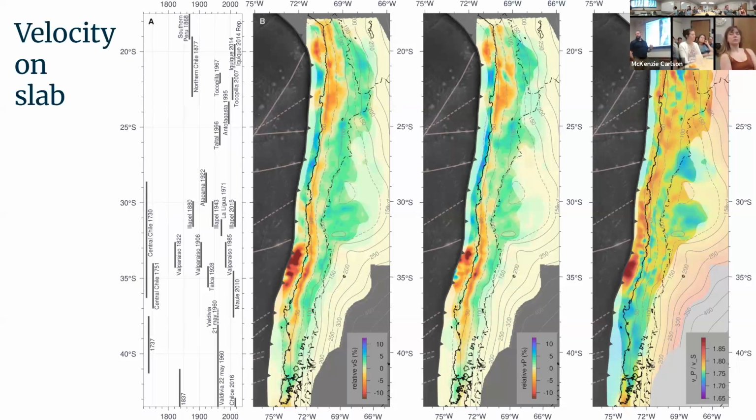So when you do this, do you define a slab surface? This is the slab. You pick that? Yeah. And then this layer would be what? How? We interpolate the velocity model on the slab surface.